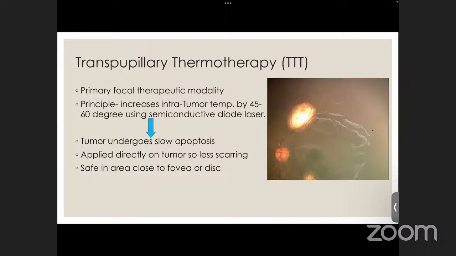Now the transpupillary thermotherapy, this is the primary focal therapeutic modality, where the principle is you use a semiconductor diode laser and apply it directly on the tumor, and it will increase the intratumor temperature by 45 to 60 degrees, and then the tumor undergoes slow apoptosis. As it is applied directly on the tumor, there is less scarring, so it is safe where the tumor is close to the fovea or disc.